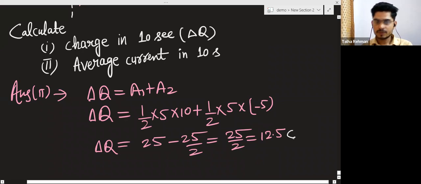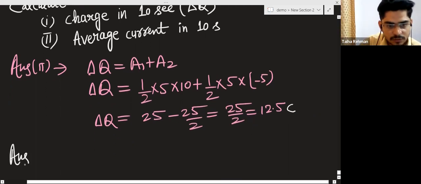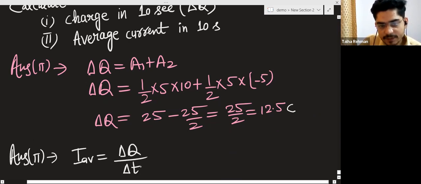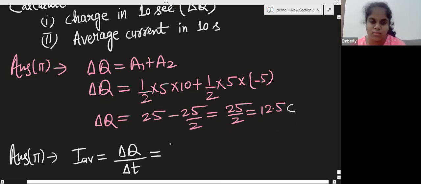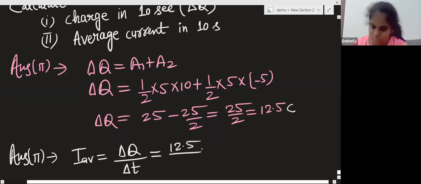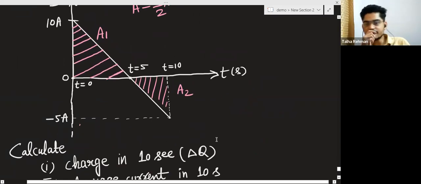Okay, no problem. Now we will calculate the average current. Average current is delta Q by delta T, and we know the value of delta Q, 12.5. And what is delta T? Delta T is 10.